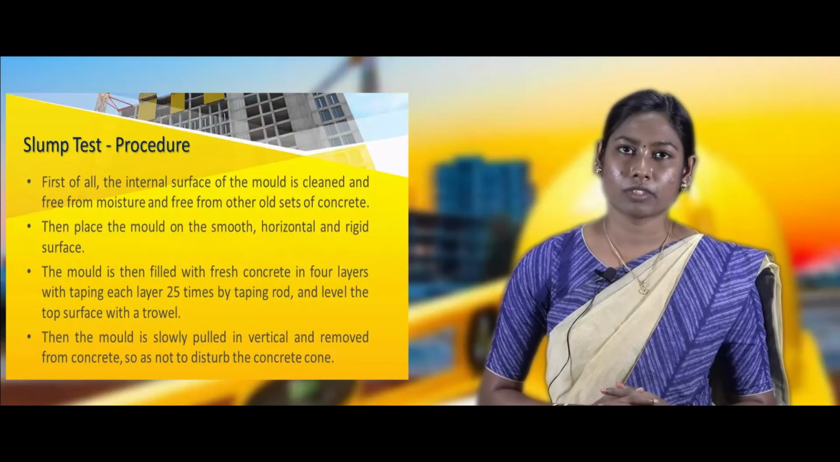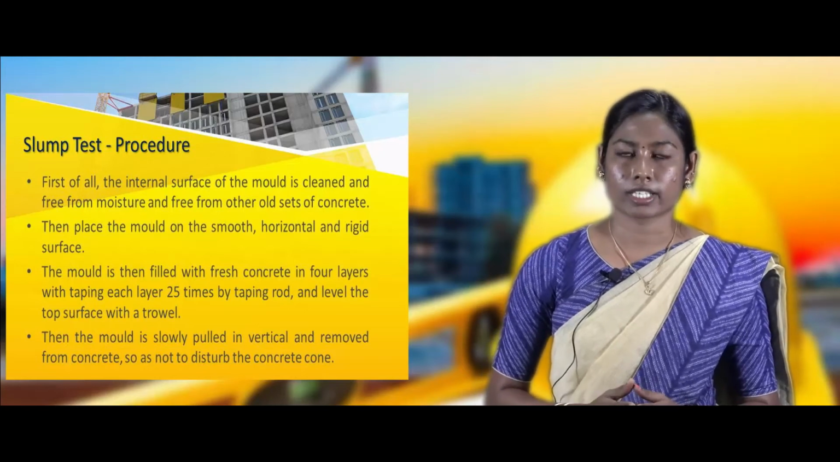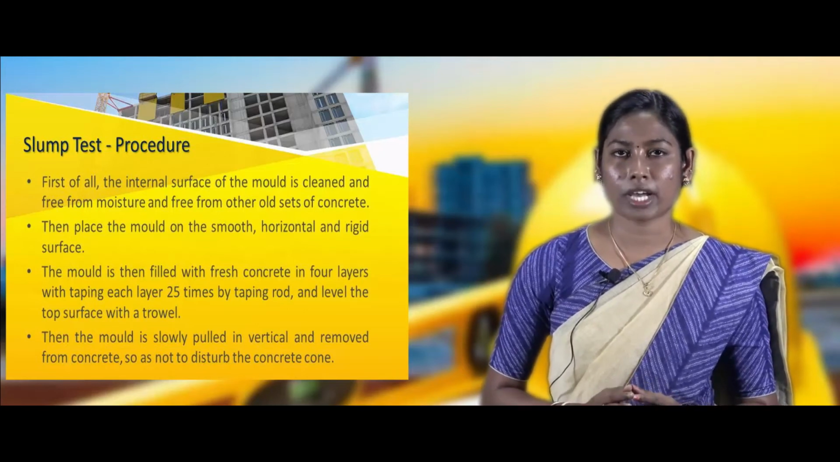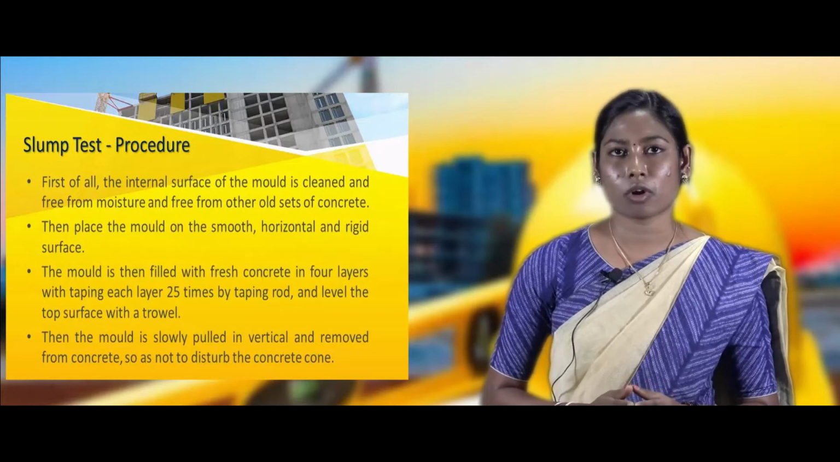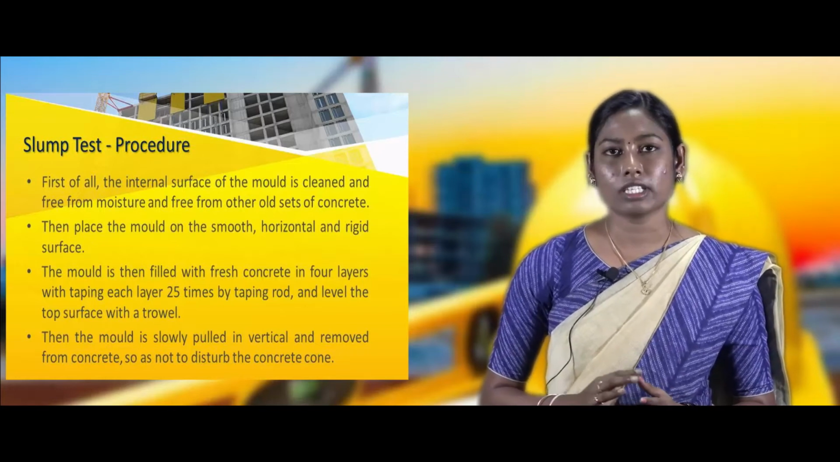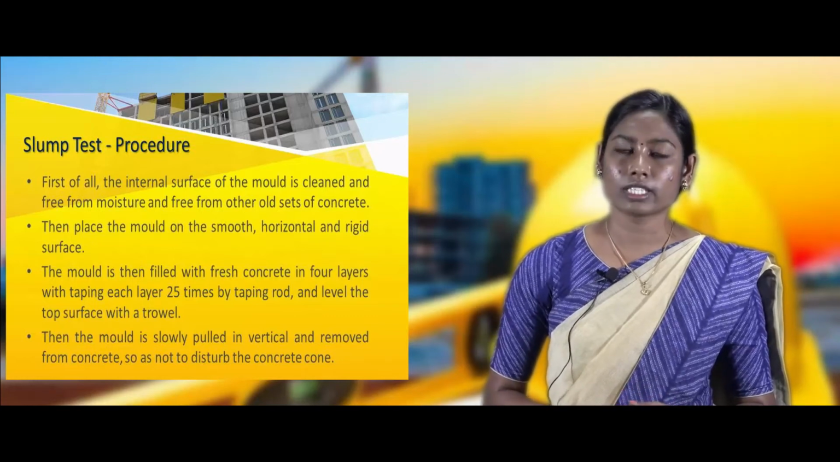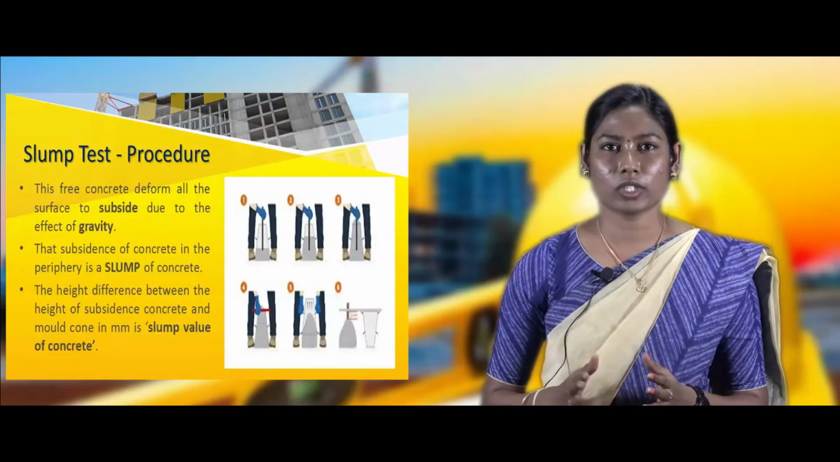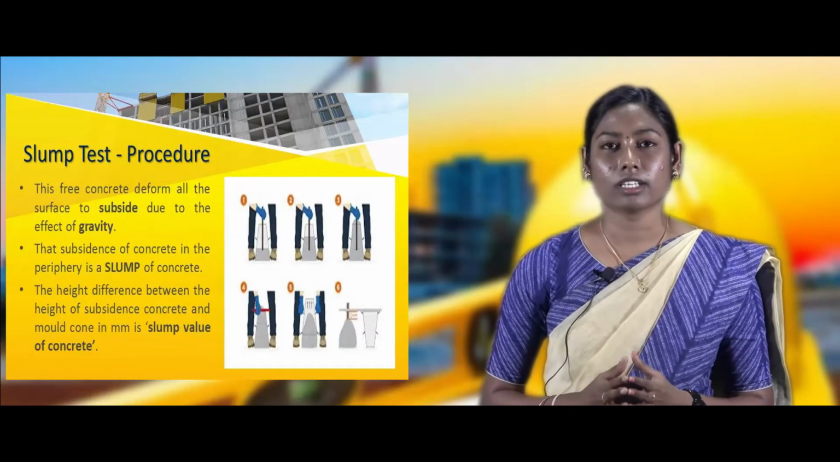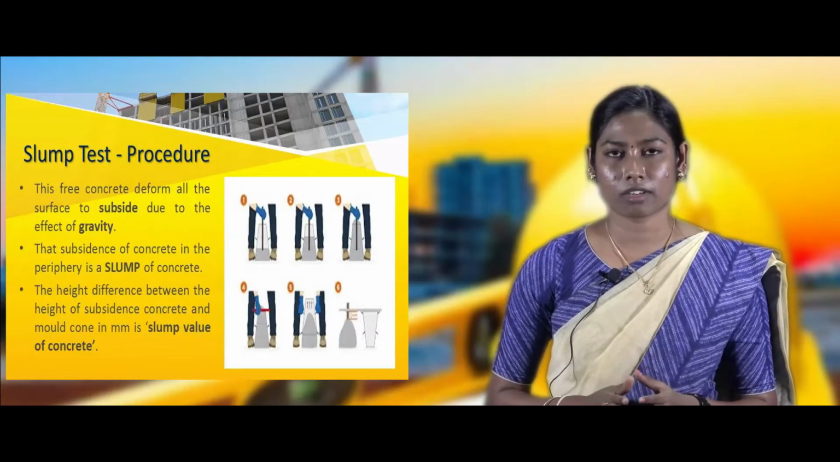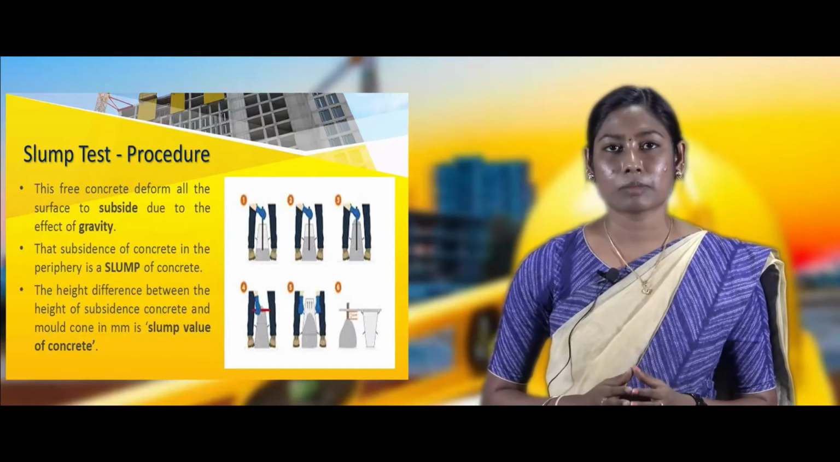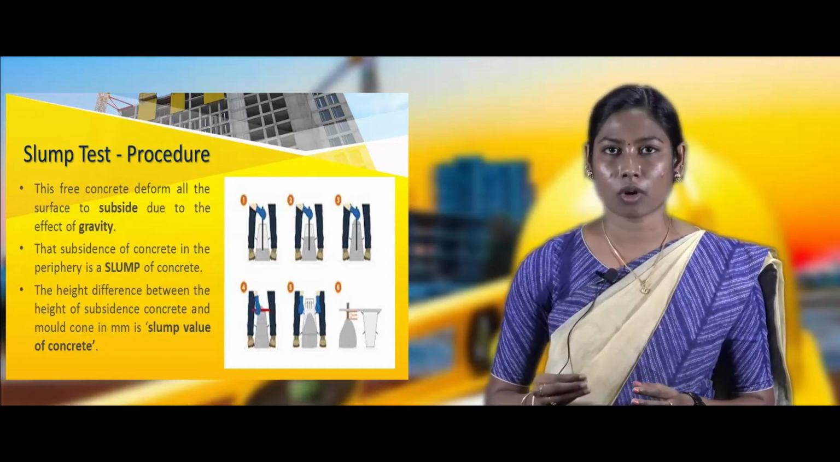Then the mold is filled with concrete in 4 layers. Each layer is tamped 25 times with the help of the tamping rod. Then the top surface is leveled using a trowel. Then the mold is lifted vertically upward, allowing the concrete to settle under its own weight. The freed concrete deforms and the surface subsides. The subsidence of the concrete is the slump of the concrete.